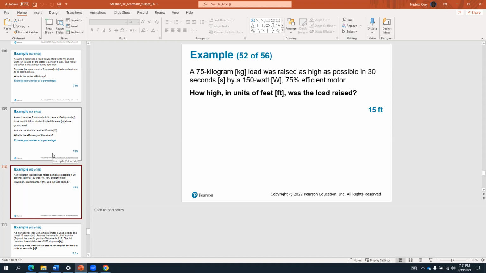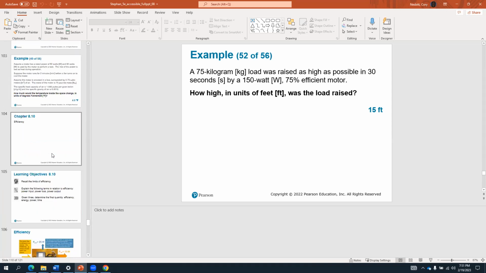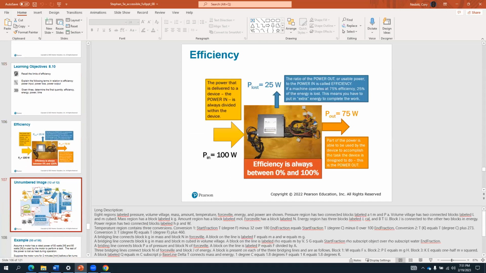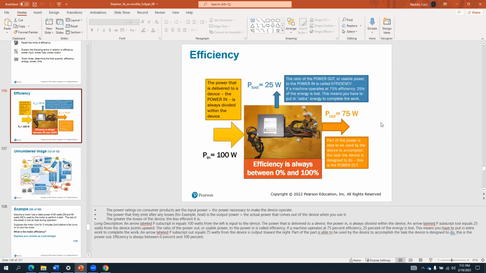All right, so what will we look at? We know the efficiency equation, right? We've got power in, power loss, power out.